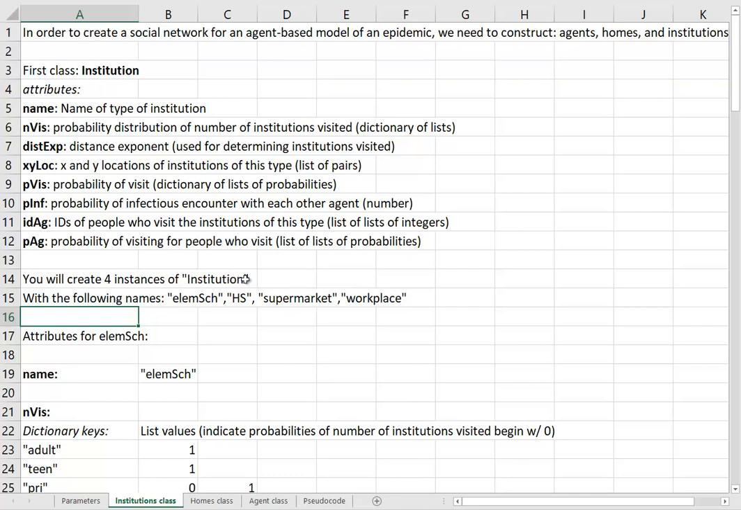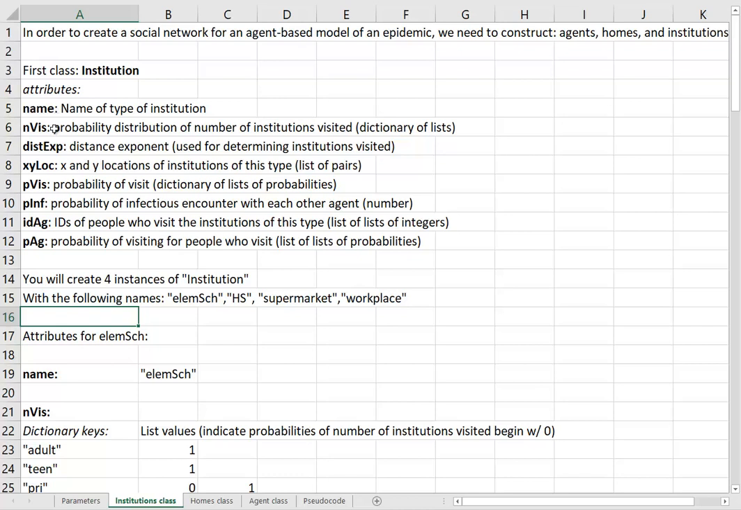Now, if you remember from the Solo Learn tutorial, classes have attributes. And these are the attributes that you need to assign to this institution. And remember, when you define the class, you have to define the attributes. And here they are: the name. It'll be the name of the type of institution, which will be one of these: elementary school, high school, supermarket, and workplace. Okay, so for instance, you will define an instance of institution with name elementary school, and we'll use the name as one of the attributes in that class.